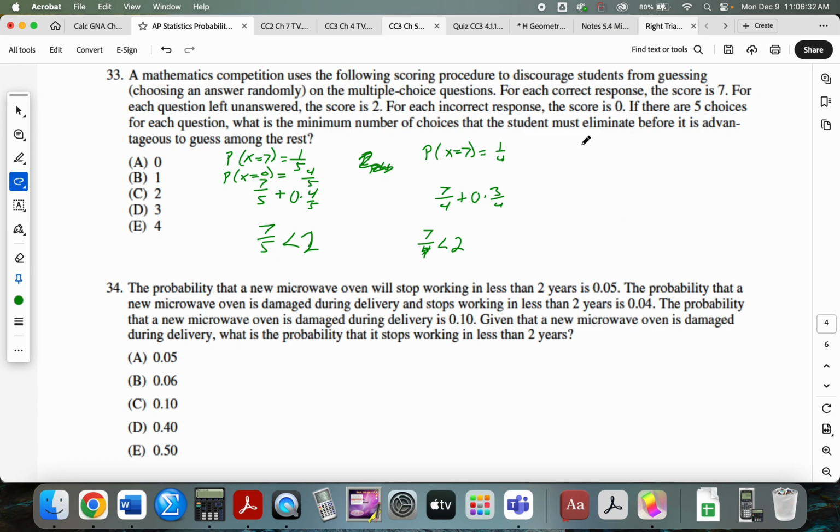If we eliminate 2 choices, there's still 3, right? We have a 1 in 3 shot. So that's going to be 7/3, plus if we answer it wrong, 0 times 2/3. And 7/3 is bigger than 2. So we need to eliminate 2 or more answer choices as being definitely wrong. Because if you don't put anything, you get 2 points.